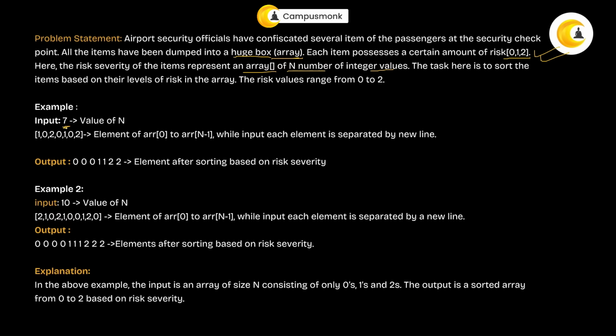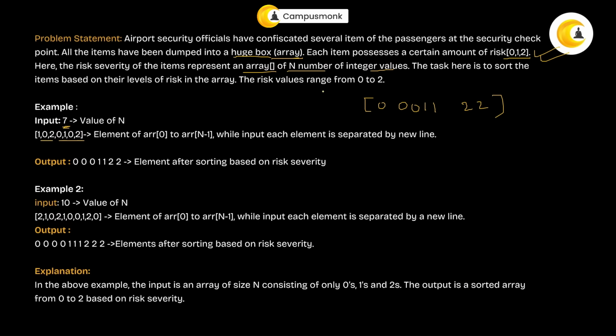So suppose 7 is the input, the total number of elements. That means there will be 7 places, right? So you have to sort them. So what will be your output? It should be 0, 0, 0, 1, 1, 2, 2. I'm sorry, there are three zeros. So 0, 0, 0, 1, 1, 2, 2. This will be the output.